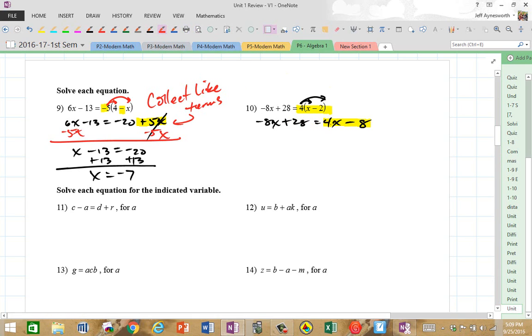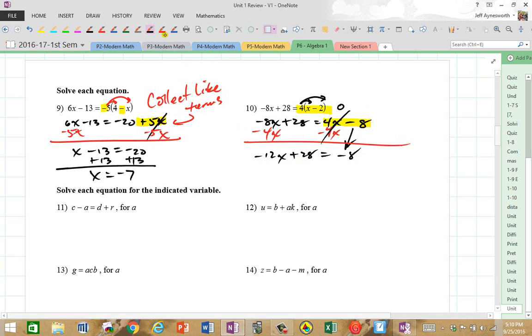I want to collect like terms, so I'm going to add the opposite here. So I'm going to add a negative 4x here, and I'm going to add a negative 4x here, or you can think of it as minusing. A negative plus a negative is a bigger negative, so I get negative 12x plus 28 is equal to negative 8. Again, bring down the minus sign.